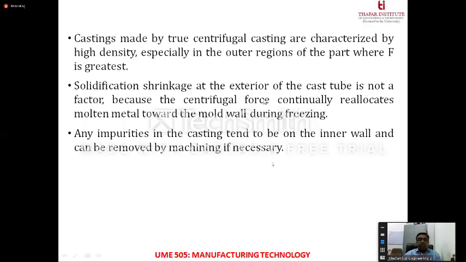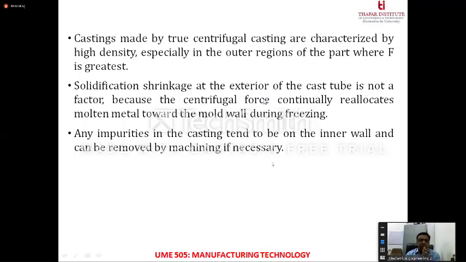So solidification shrinkage at the exterior of the cast tube over here is not a factor, but centrifugal force continuously relocates the molten metal towards the mold wall during the freezing process, because metal is being continuously poured into the system and it is being rotated at a very high speed. So whatever shrinkage is taking place is being compensated by the new metal which is coming into the system. As a result, solidification shrinkage at the exterior is always taken care of.